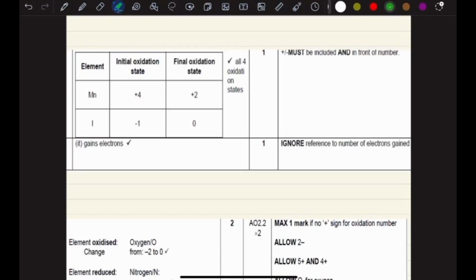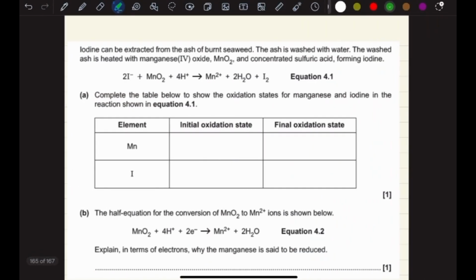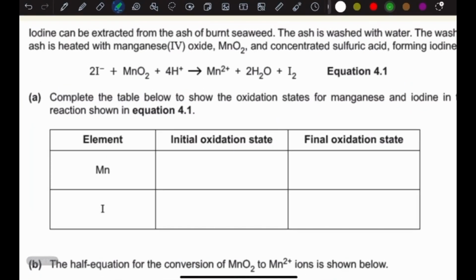So we've had to break it down. Yeah? Just think about it like this. We know that oxygen is -2. Yeah, oxygen is almost always going to be -2. Times it by 2, we've got -4. So to balance that out, that manganese has to be +4.